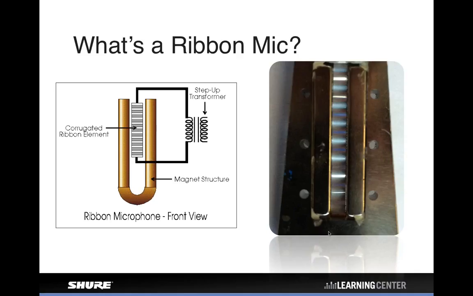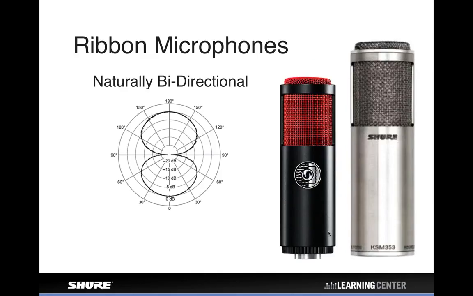But that ribbon is suspended in between two magnets and is exposed on both sides. So you actually get sound in a bidirectional pattern where it can pick up sound in the front and the back equally and rejects from the sides. And with ribbon microphones, the ribbon itself is both the coil and the diaphragm, as in a dynamic mic, and they are great sounding options to tame any sort of harsh sources like a trumpet or a really bright vocalist or a kind of edgy guitar amplifier.